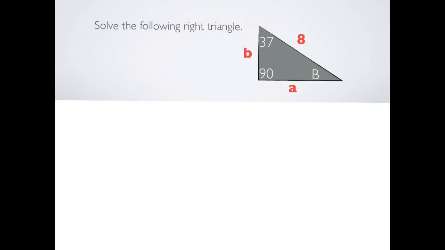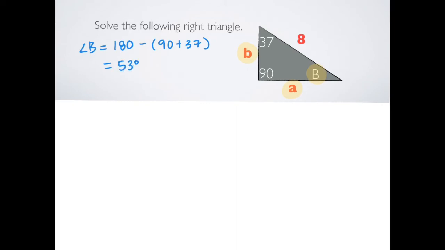Next up, we need to start solving for potential pieces of the right triangle. So I'm asking us to find side B, side A, angle B. So what I'd like to start with is angle B. In geometry, you learned that there are 180 total degrees in a triangle. So if I subtract the angles that I know, which are 90 and 37, from that 180, I know that angle B is 53 degrees.